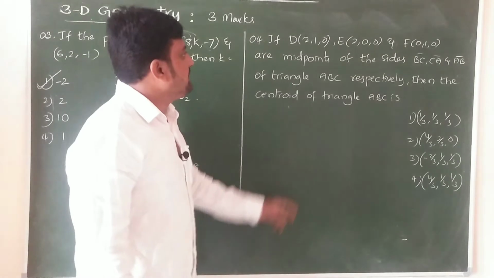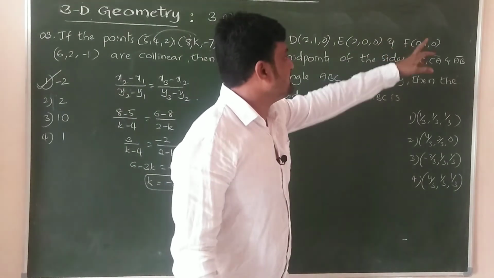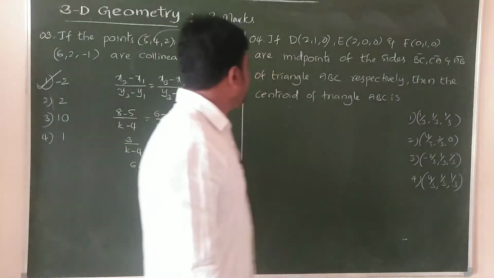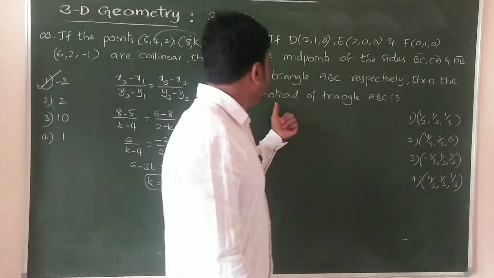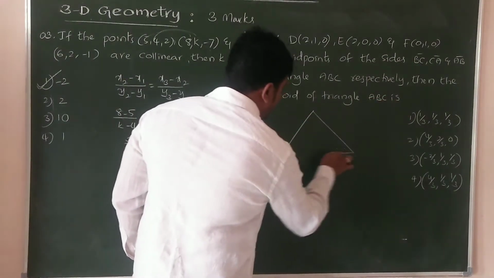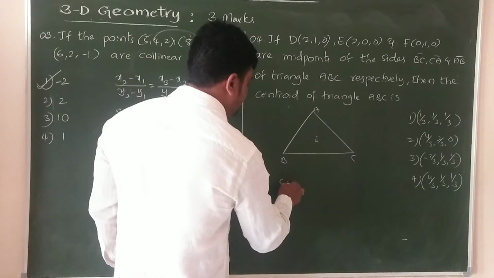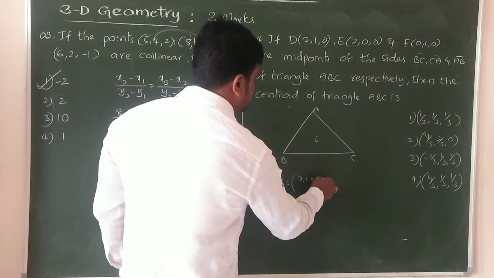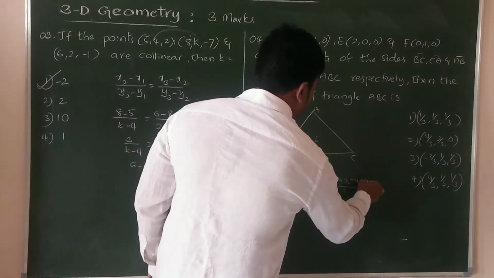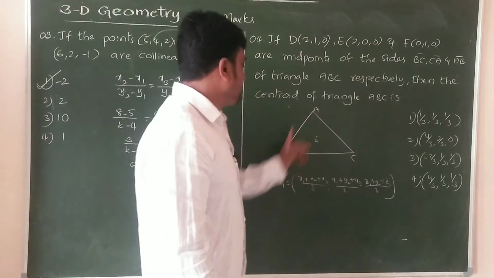Now next one. If D 1, 2, 1, 0, E 2, 0, 0, F 0, 1, 0 are midpoints of the sides BC, CA, AB of triangle ABC respectively, then the centroid of the triangle ABC is what? We know the centroid of the triangle is nothing but G equals x1 plus x2 plus x3 by 3, y1 plus y2 plus y3 by 3, z1 plus z2 plus z3 by 3 when given ABC vertices like this.